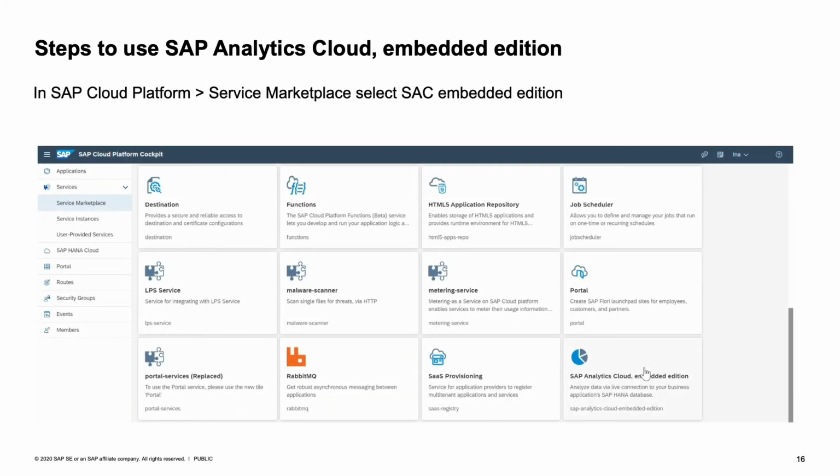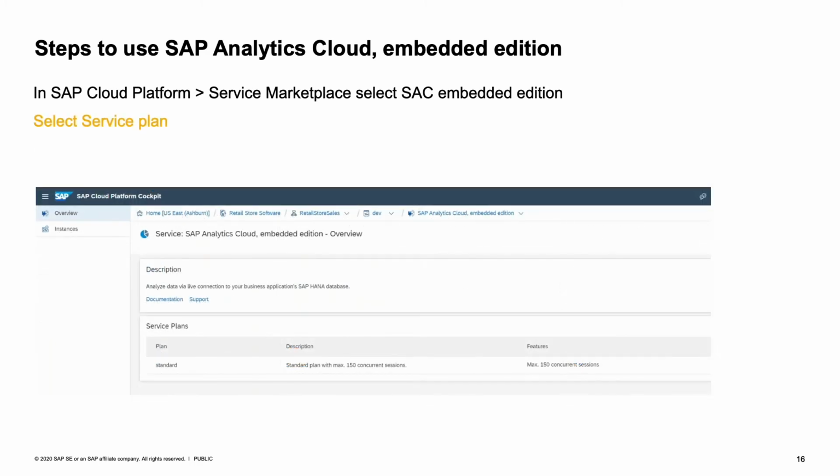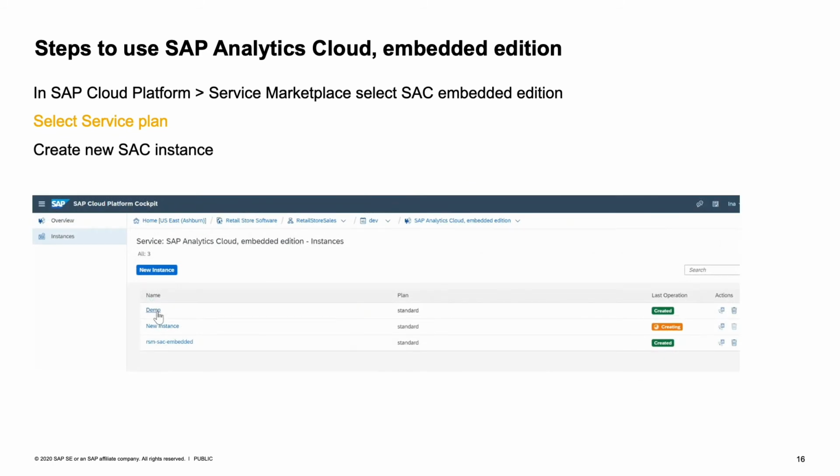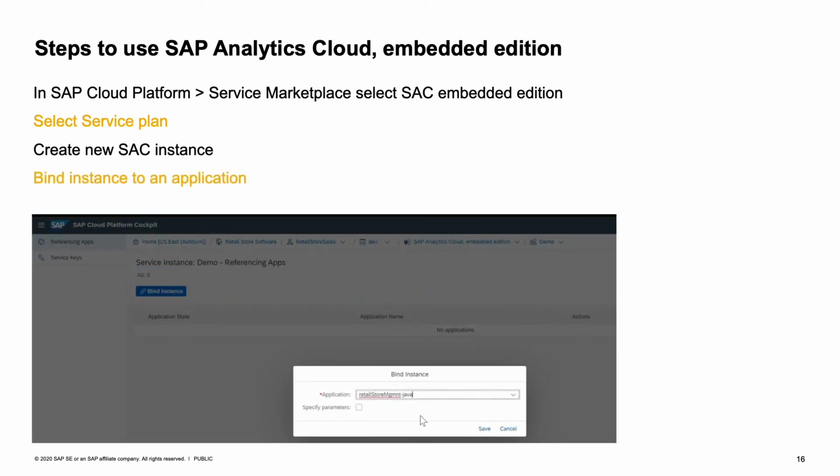In SAP Cloud Platform, please go to Service Marketplace and select SAC Embedded Edition. You can select the service plan. Currently there's one service plan, but we are going to soon have several others. Once you've selected your service plan, you can trigger the creation of your SAC instance, and then bind this to your application.